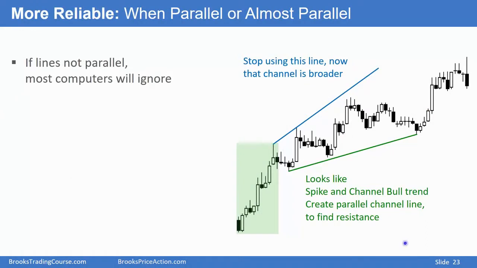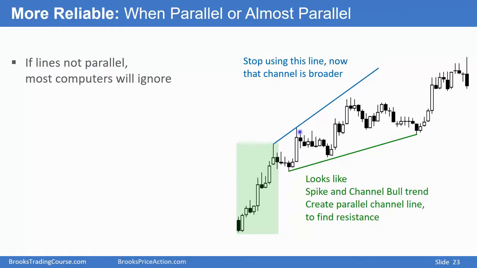Lines have to make sense. They have to look good. And if they don't, computers will ignore them. Initially, you draw a line with this low, that low. Once the market goes below the line and starts to reverse up, you use this low and that low. Will computers be using this high and that high?